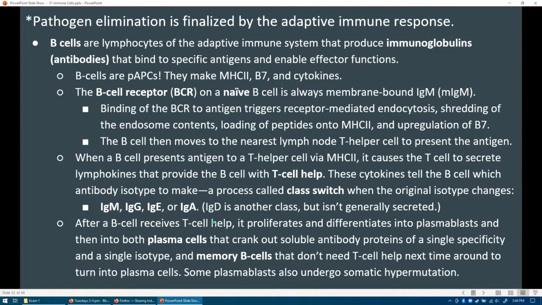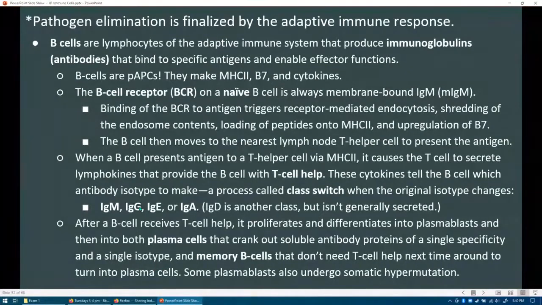After a B cell receives those T cell cytokines, it receives T cell help. It then proliferates. So you go from one B cell to like 100, maybe 1,000 B cells. And it differentiates into plasmablasts and then into plasma cells. Those plasma cells are really what to remember. They crank out a bunch of soluble antibody proteins that have a single specificity and a single isotype.